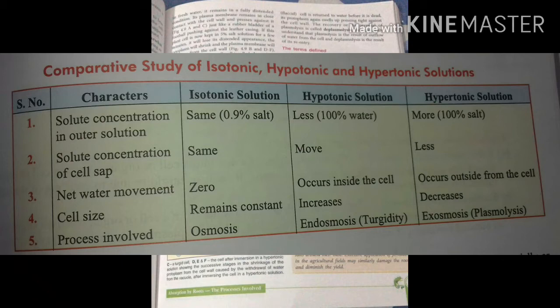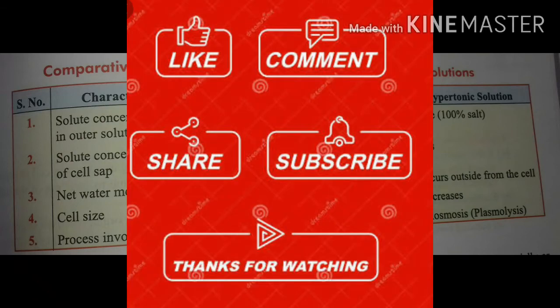Next character, cell size: isotonic solution remains constant, in case of hypotonic solution it increases, and in case of hypertonic solution cell size decreases. Next character, the process involved: in isotonic solution it is osmosis, in hypotonic solution it is endosmosis, meaning turgidity, and in hypertonic solution the process involved is exosmosis, that is plasmolysis, shrinking of the cell.